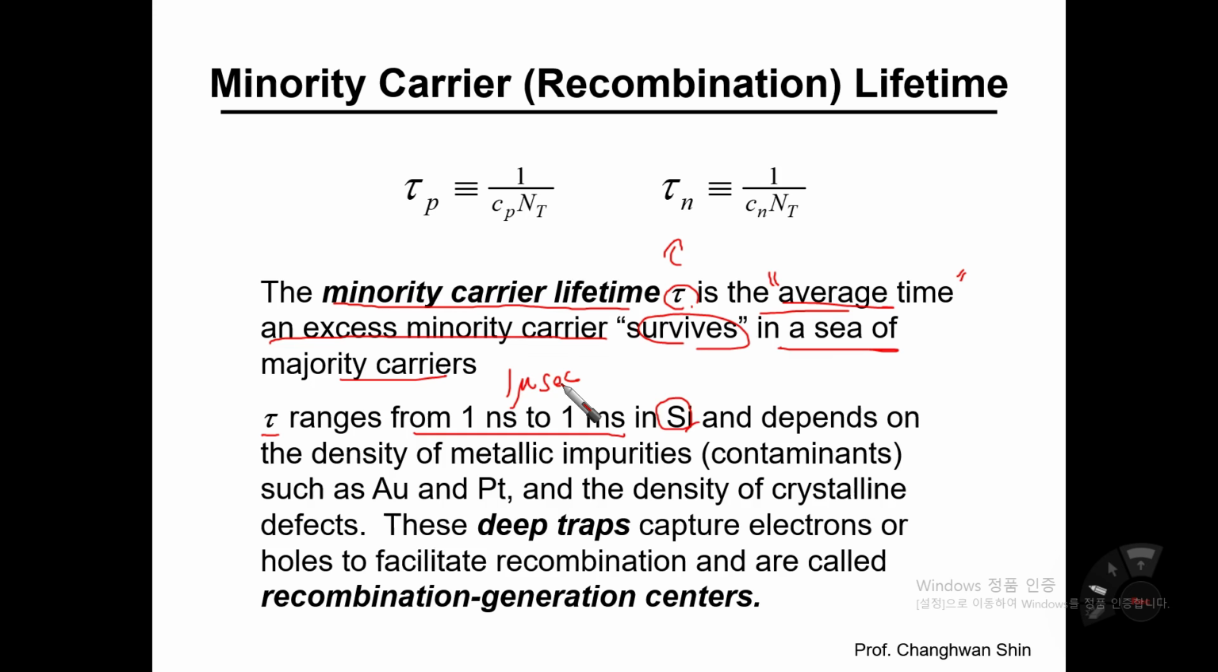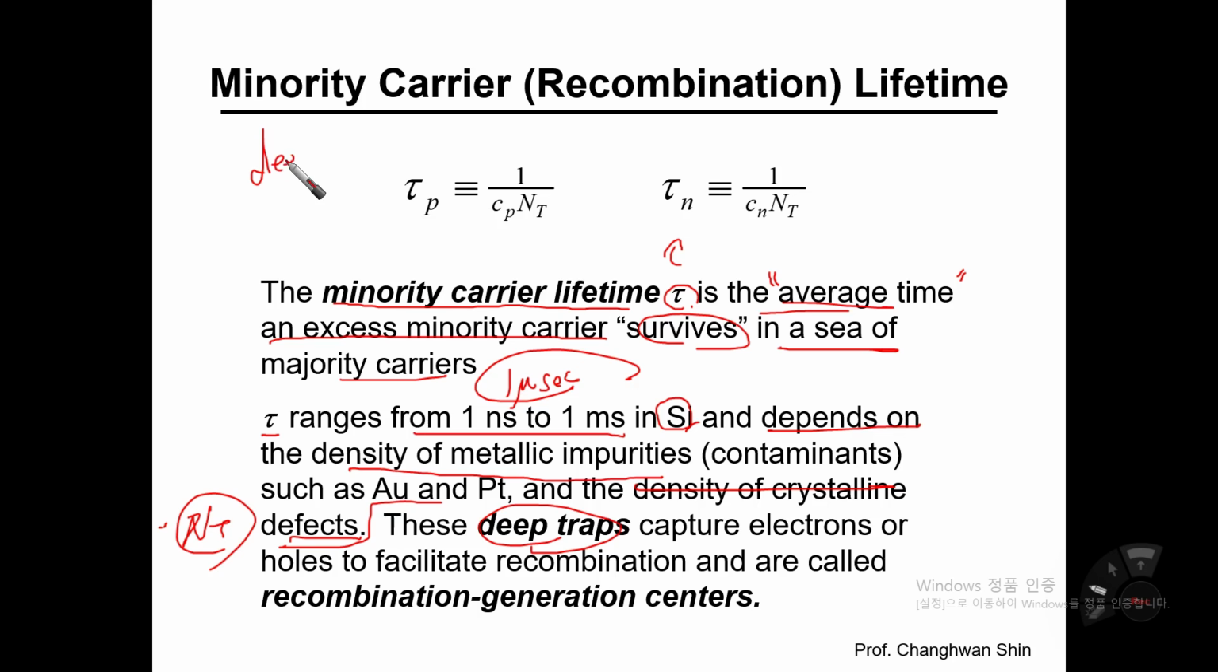Okay, but this tau value, the lifetime, is very dependent on what? The density of metallic impurities, in other words, contaminants, and the density of crystalline defects, trap density, N sub T. Remember this word? Depending on the metallic impurities and the density of crystalline defects, those kinds of things would affect the lifetime. And here is one more concept, deep trap.